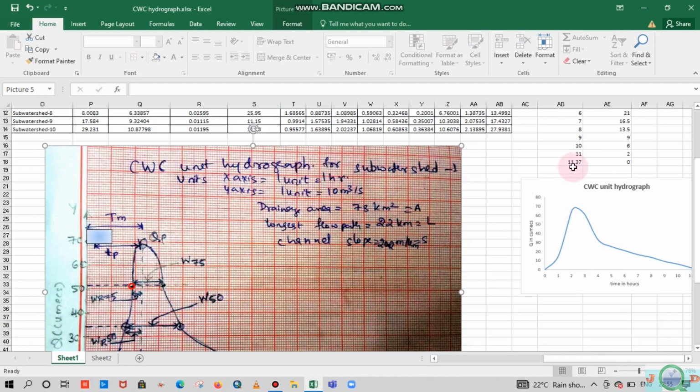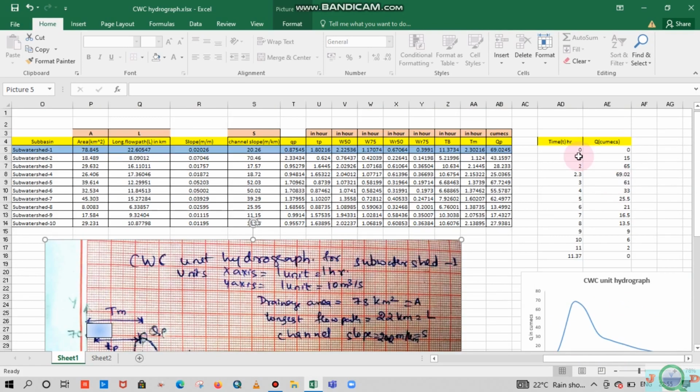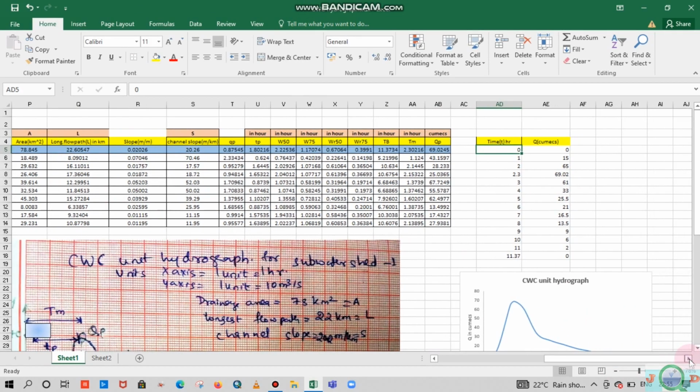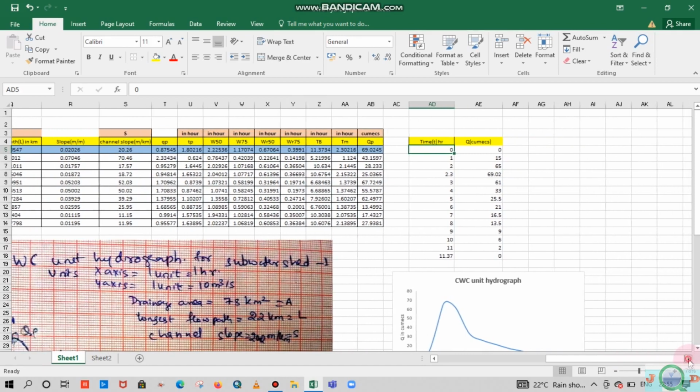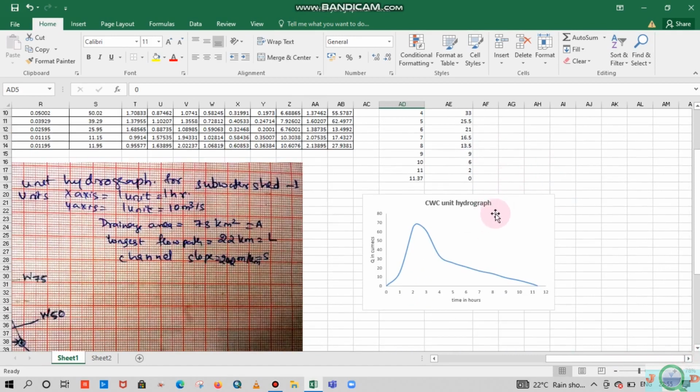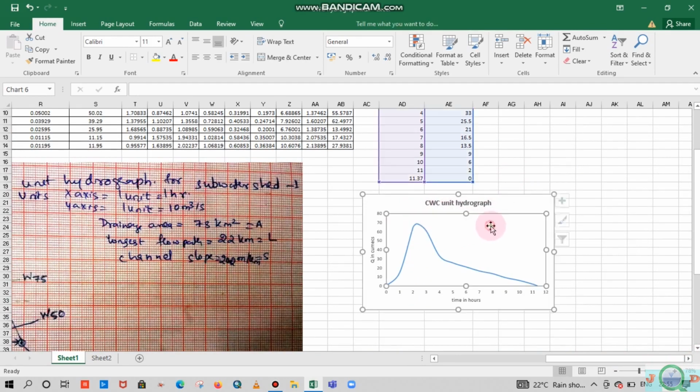11.37. So that is the time base of the hydrograph. So here I have marked, and from that I have plotted this graph with time on the x-axis and discharge Q on the y-axis. So this one is the CWC unit hydrograph which I have created now.